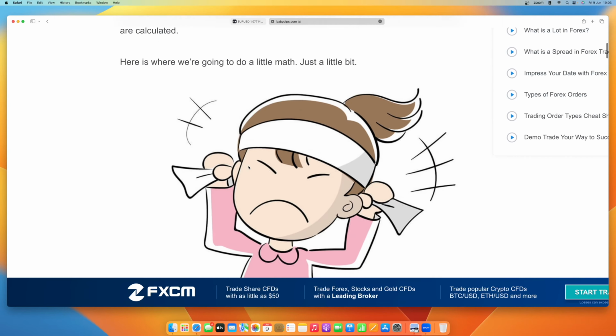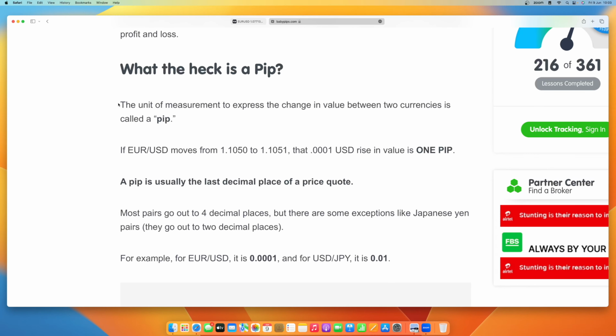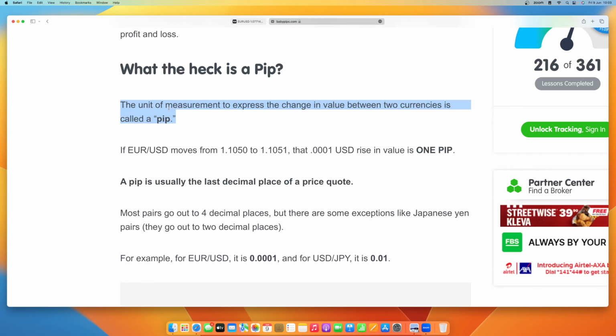So now we just scroll down to what is a pip. As you can see, the unit of measurement. This is it. A pip is a unit of measurement to express the change in the value between two currencies. Again, the unit of measurement to express the change in value between two currencies is called a pip.